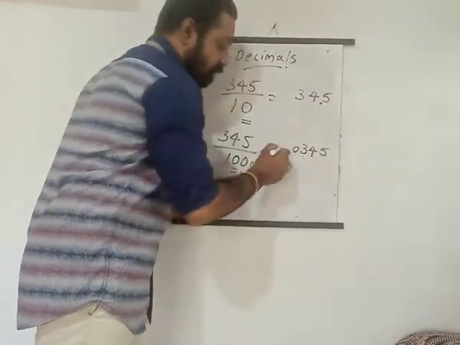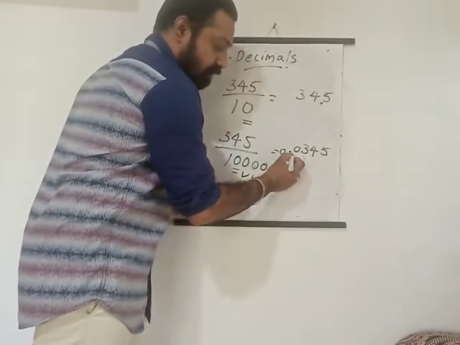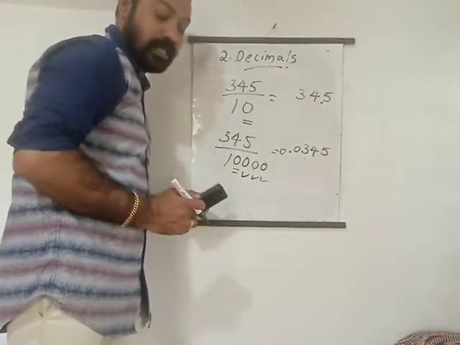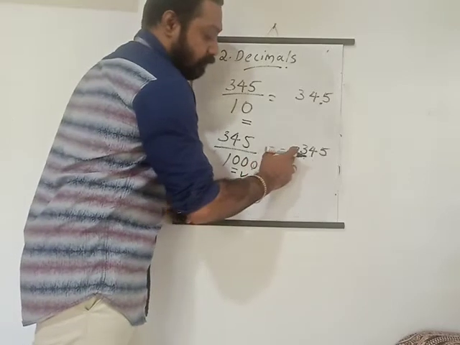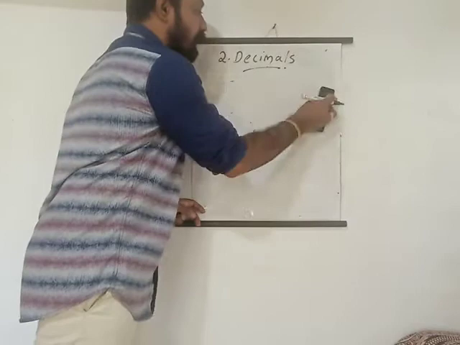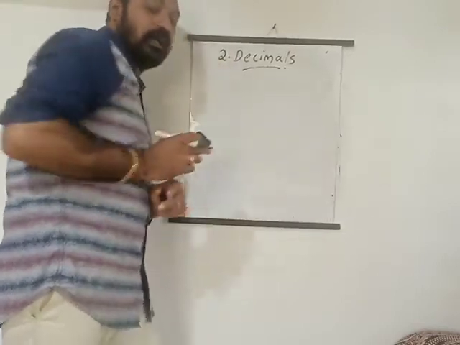So this 0 has a value. Why? Because this 0 is between the point and a number. This is the big point and a number. So this 0 has a value, and we will write 0.0345. So these are the basic things we must know about decimal numbers.